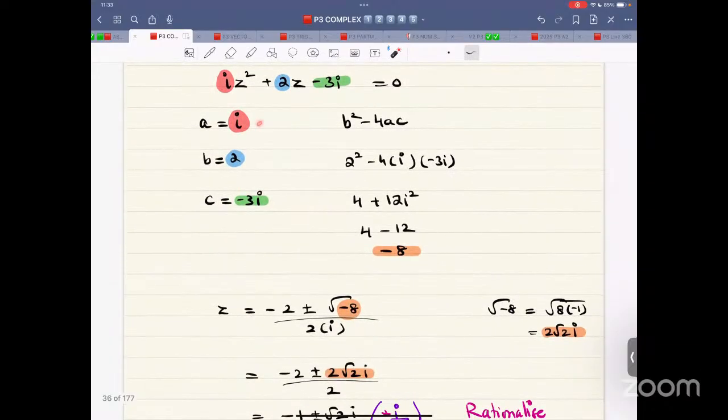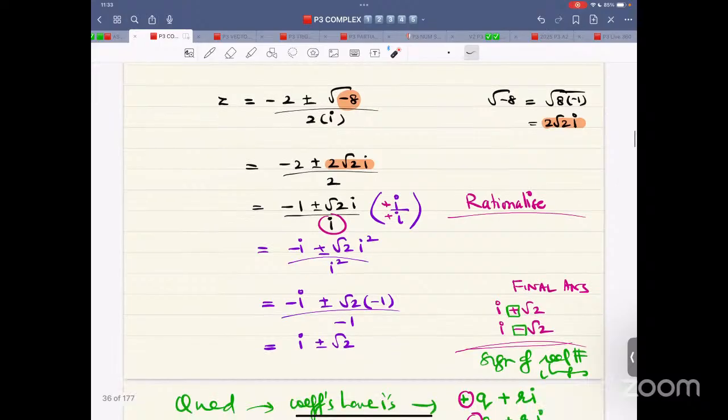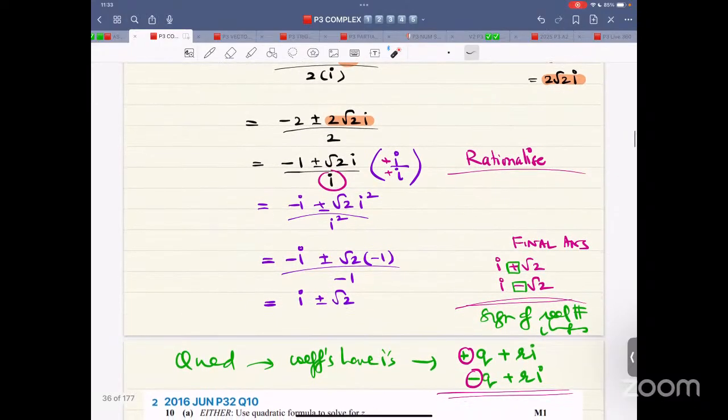a is i, b is 2, c is minus 3i. The b square minus 4ac is negative. So x is minus 2 plus minus square root of negative 8 divided by 2i. Now over here, first I wrote it like this. There is an i at the bottom, so I multiply and divide by i.